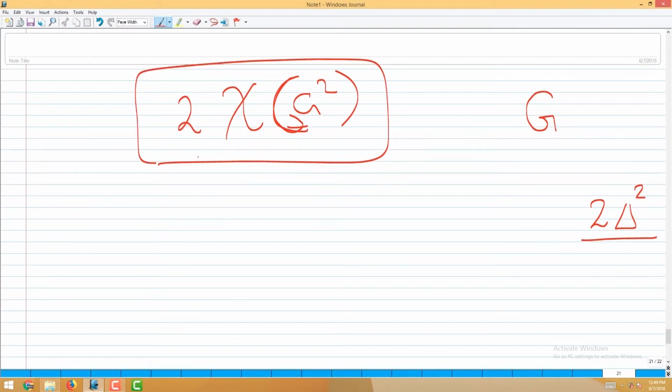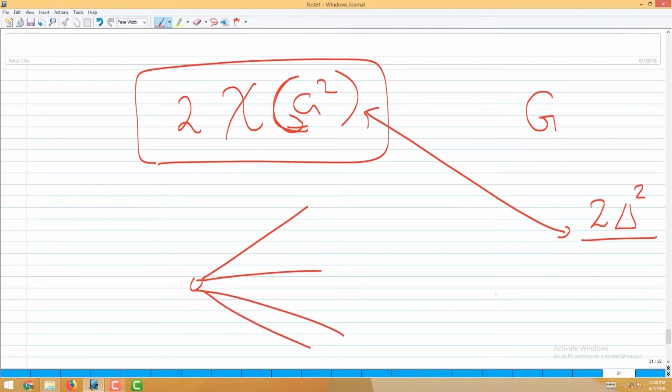What is G square? If I do this, this will come, because can you tell what is the chromatic number of G square in terms of the maximum degree of G? When you take the square of a graph, how does the maximum degree increase? Oh, okay, what do you mean by square? Square means, suppose this is there, you need to add this edge, that is what it means.